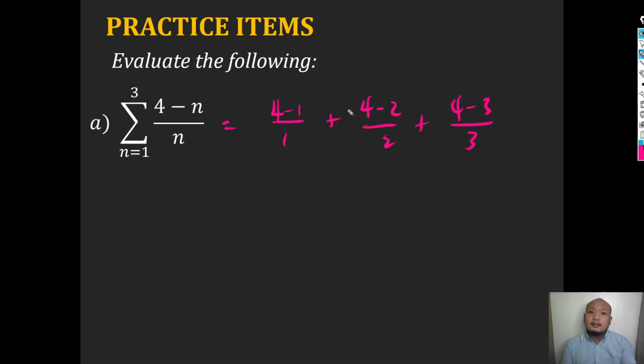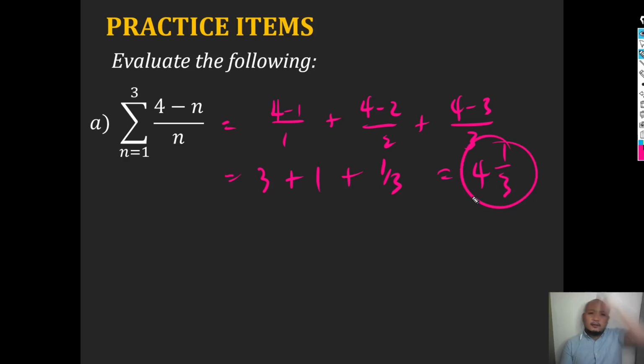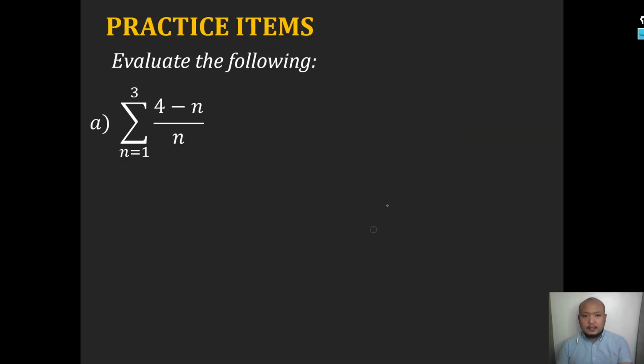Simple lang. Napakasimple. 4 minus 1, 3 over 1 is 3. Plus 4 minus 2, that's a 2. Over 2, that's 1. Plus 4 minus 3 is 1. Over 3, 1 third. That gives me 4 and 1 third. Diba? Very simple. Okay. Next.